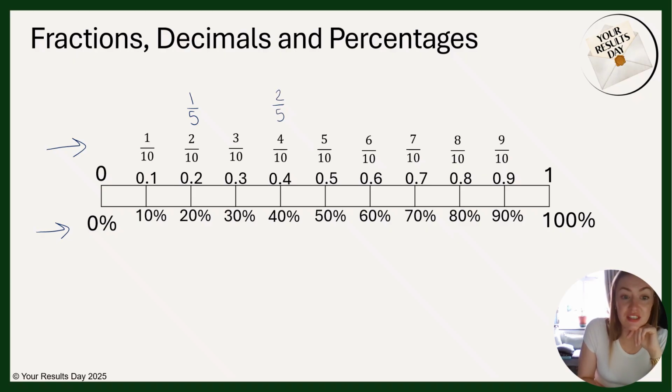We've got 5/10, which we've already looked at, which is the same as a half if we divide the top and the bottom by 5. We've got 6/10, which is the same as 3/5, and we've got 8/10, which is the same as 4/5. So what you can see here is some of these decimals we can equate to tenths, some of them we can equate to fifths, and some of them, or one of them, is equivalent to a half.